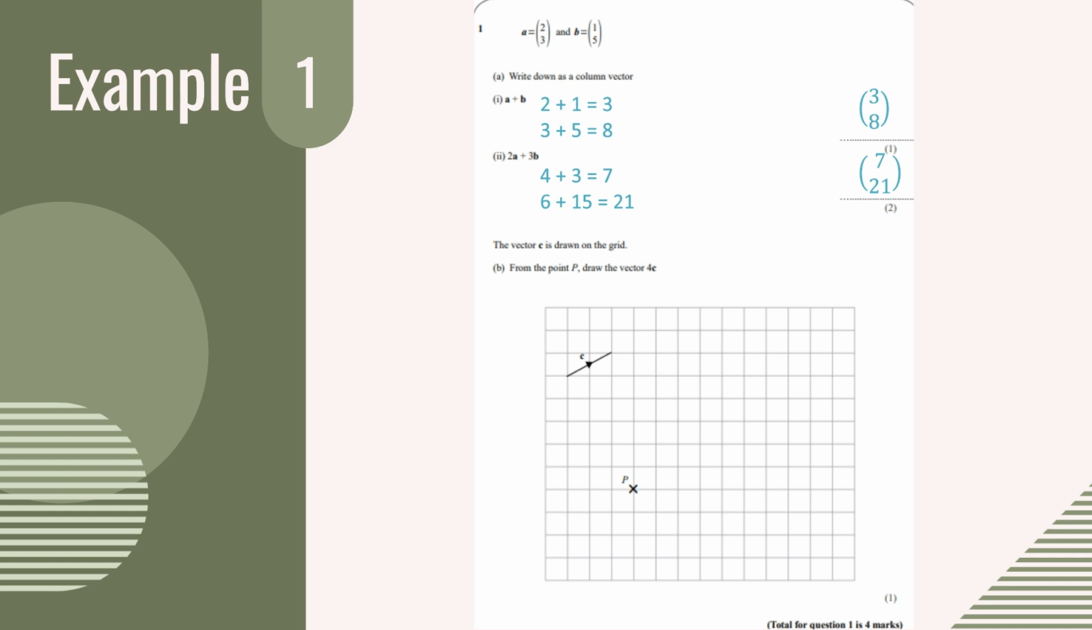Remember, column vectors are not fractions, so you may look at this and see 7 over 21 and think, divide it down to a third. But you cannot divide down or cancel out column vectors because they're not fractions.